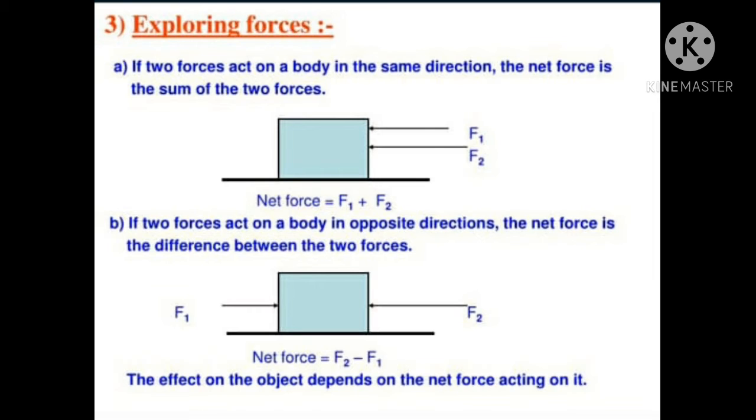Now part B. If the two forces act on a body in opposite directions, the net force is the difference between the two forces. Children, you can see here in the pic, force F1 is applied towards the right. Force F2 is applied towards the left. And the net force is the difference of the two forces. The effect on the object depends on the net force acting on it.